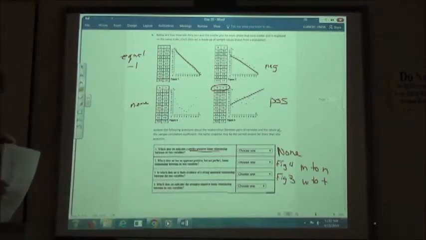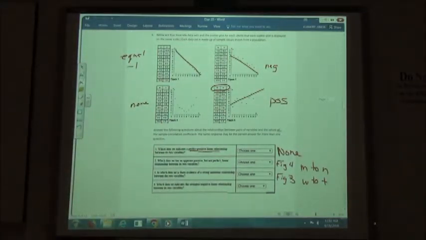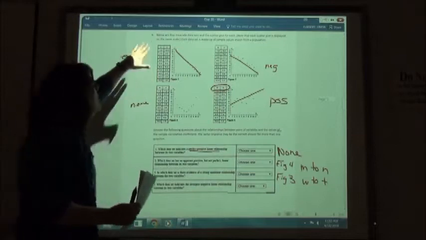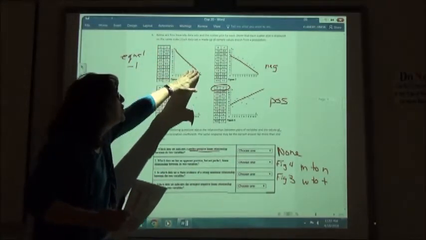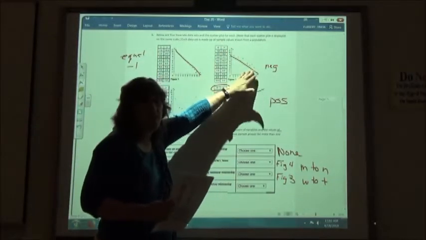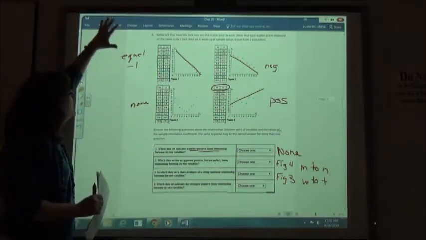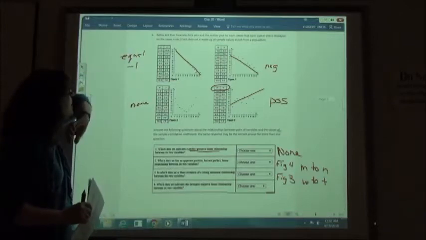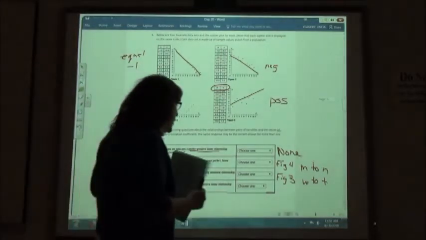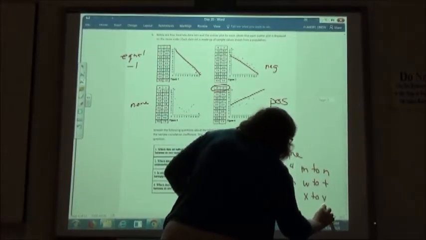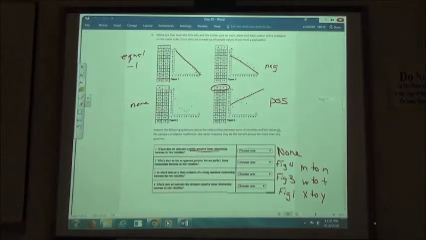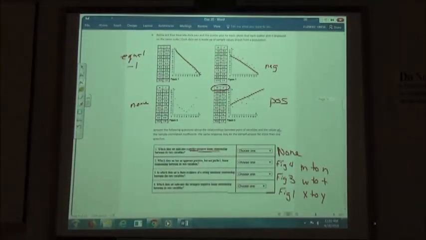And the last one, which data set indicates the strongest negative linear relationship? This one here that is perfectly negative has the strongest relationship. It's better than this one where my dots are scattered about around my line. So the one that has the strongest negative relationship, figure 1, which is x to y. Can't remember on the drop down, they might just have the variables M to N instead of figure 4 and 3 and 1, but just in case, you'll know which ones I was talking about.